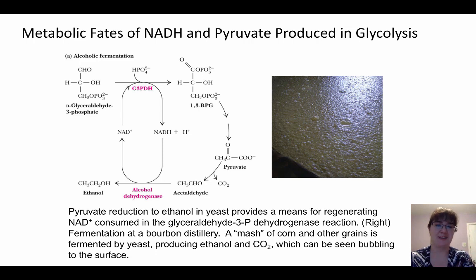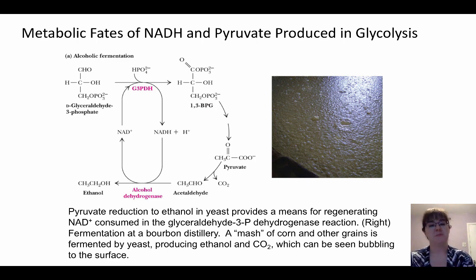This does not happen in our body. We can't do this. But pyruvate can be further reduced to ethanol in yeast, which is also a means for regenerating the NAD+. So it has the same functionality that we were using to go from pyruvate to lactate, but here instead you get both carbon dioxide produced as well as ethanol.